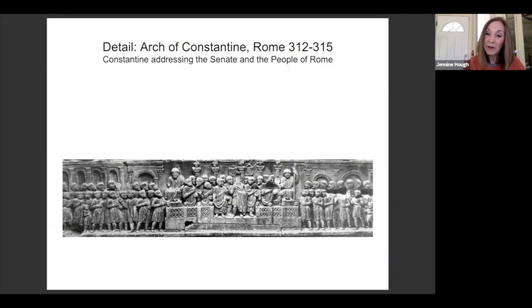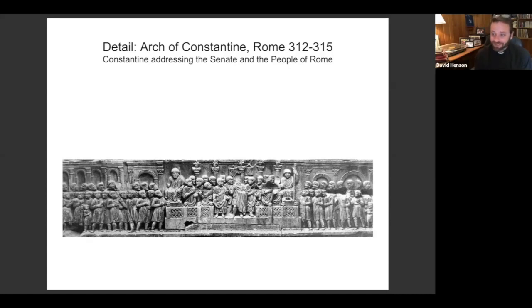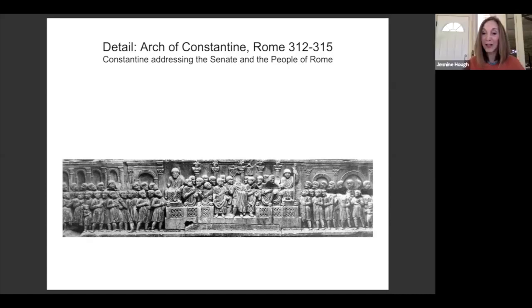And believe it or not, this is Constantine with his head missing. So vandalism certainly was everywhere in the Roman world, and I'm not sure when his head was removed, but somebody didn't like him. It was removed on another relief where he's giving the money to the Roman populace.